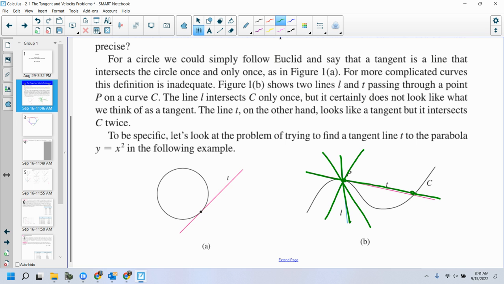But I could draw an infinite number of lines going through there, right? That's only ever going to cross at that one location. So that definition's not going to be great. It's a more geometric definition, less than an algebraic definition.